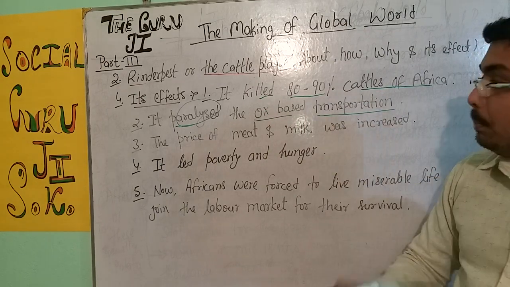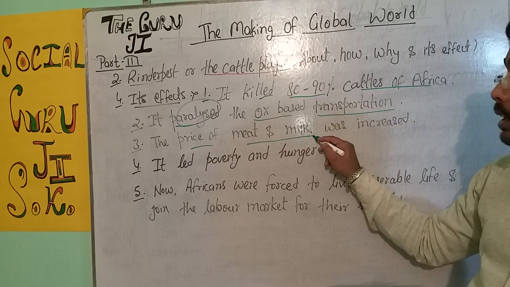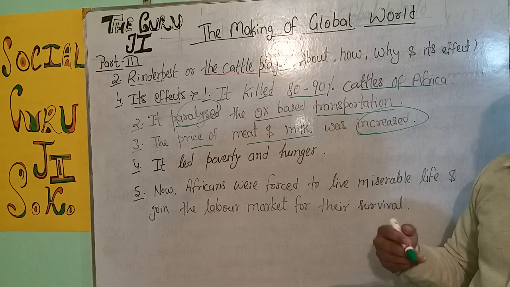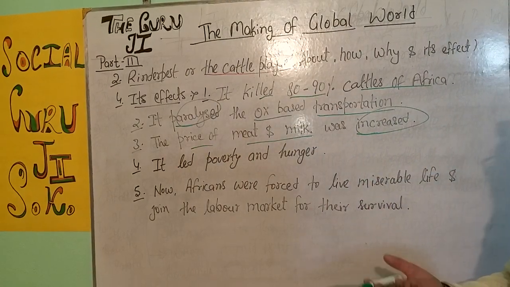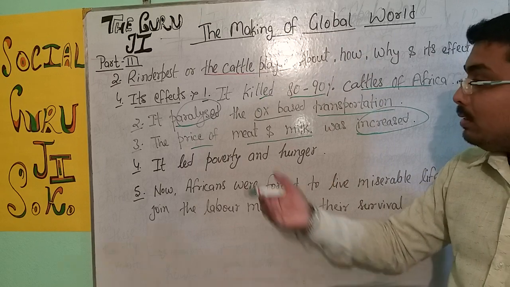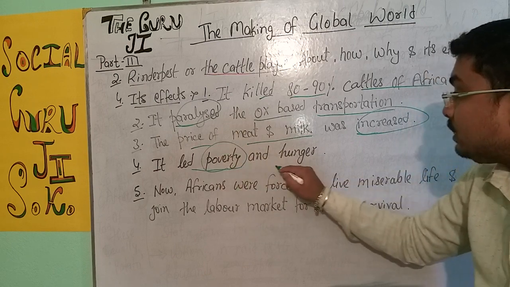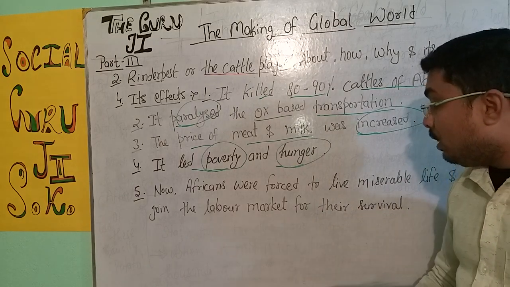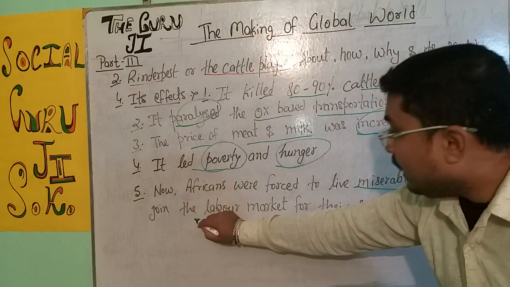rinderpest was totally hampered. The price of meat and milk, two essential food products of Africa, increased because of the lack of cattle, and due to the lack of meat and milk, the price was high. As we all know, when the demand is high and production is low, the price also becomes high. So this method is used over here. These conditions led to poverty and hunger all over Africa. And now for their survival, for their maintenance, they all joined the labor market.